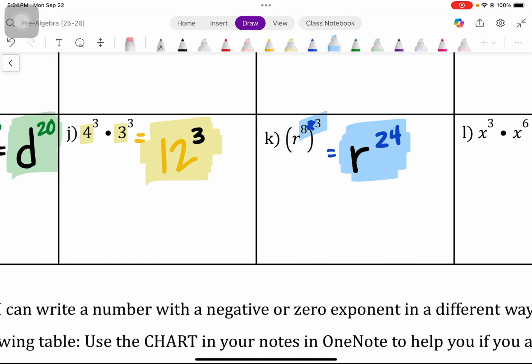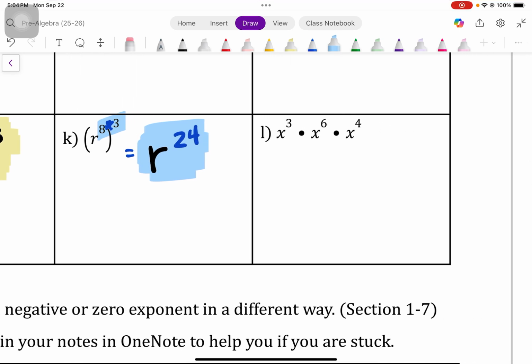Letter L, we have the same bases. So notice that we have 3, but we're not going to let that throw us off. So we have x to the 3rd, x to the 6th, and x to the 4th. Same base, different exponents, so we're going to add all of these numbers together. So what we get is x to the, 3 plus 6 is 9, plus 4 is 13. So adding them, it doesn't matter if there's 3 of them, they all have the same base, so we can add those exponents together.